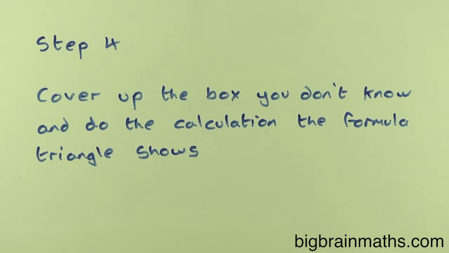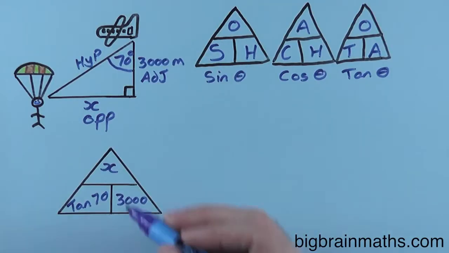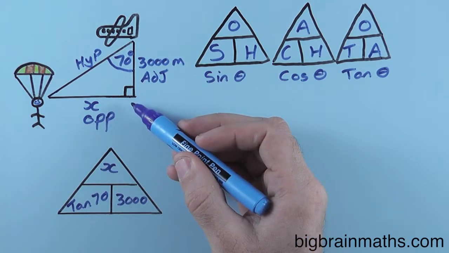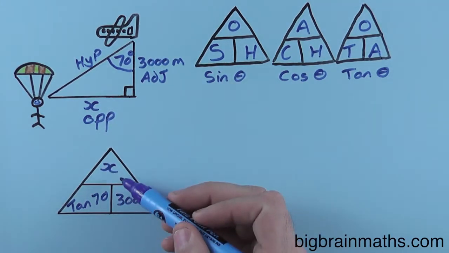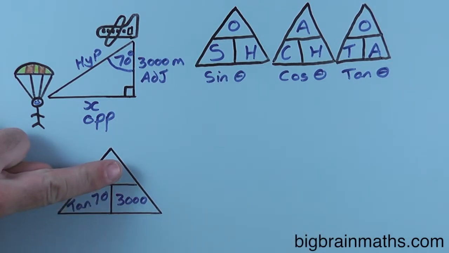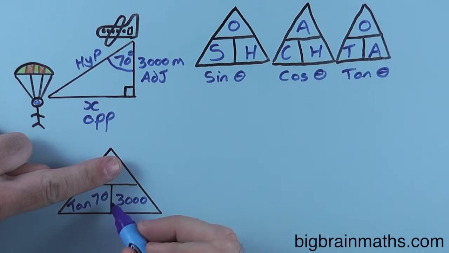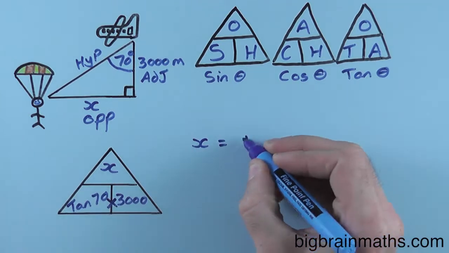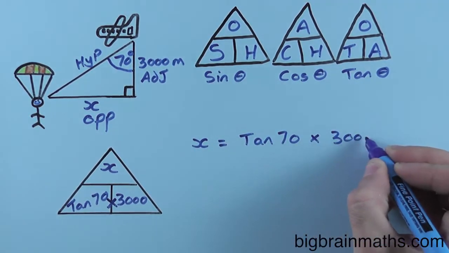Step 4. Cover up the box you don't know and do the calculation the formula triangle shows. So we don't know this box, X, which was the horizontal distance that I flew forwards today under my wingsuit. Now to calculate X, we need to cover it up, and the formula triangle shows that we need to multiply these 2 boxes together. Because remember, when the boxes are next to each other in a formula triangle, it means multiply. So X equals tan 70 multiplied by 3,000.